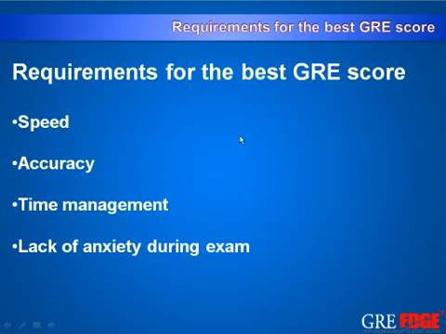Now, requirements for a best GRE score. These are the 4 things that are required for you to crack GRE with a very high score: speed, accuracy, which combine together to develop your time management, and lack of anxiety during the exam.